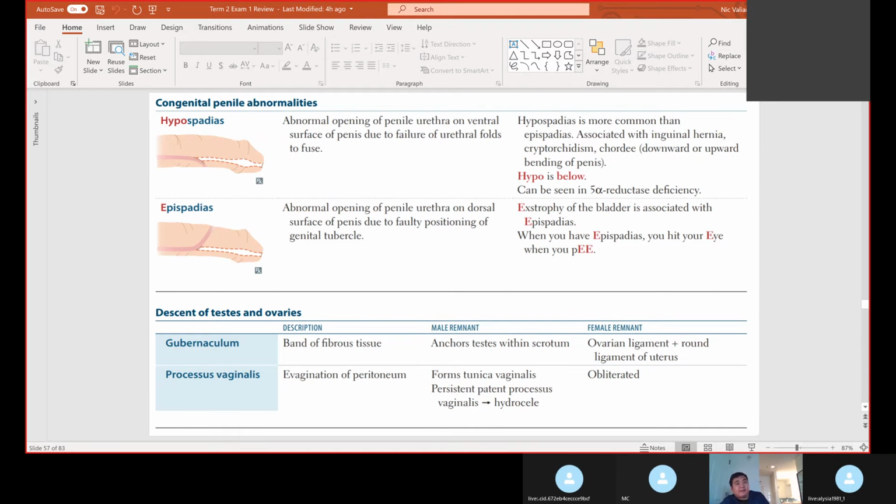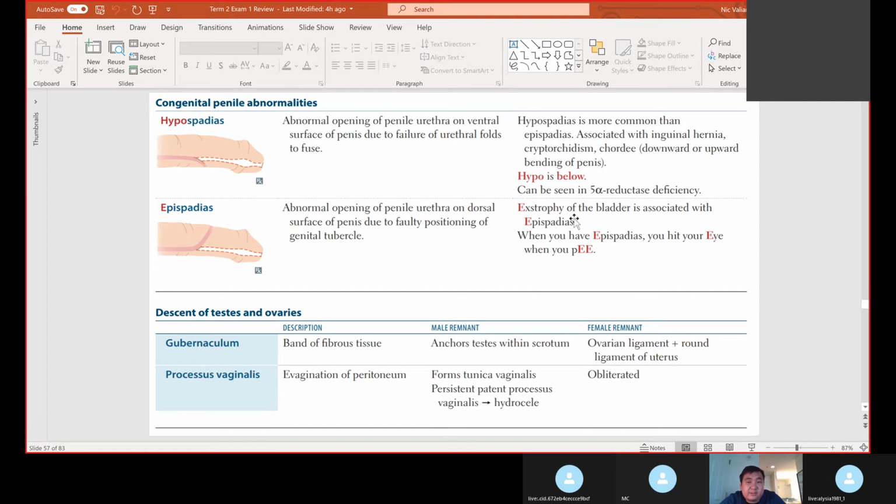Hypospadias and Epispadias. Hypospadias, you have abnormal opening of the penile urethra on the ventral surface of the penis due to failure of urethral folds to fuse. High yield. Hypospadias is more common than epispadias. Hypo is below, can be seen in 5-alpha reductase deficiency. Epispadias, you have abnormal opening here on the dorsal surface of the penis due to faulty positioning of genital tubercle.